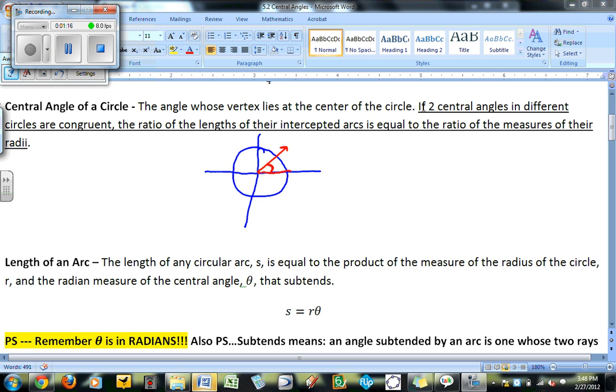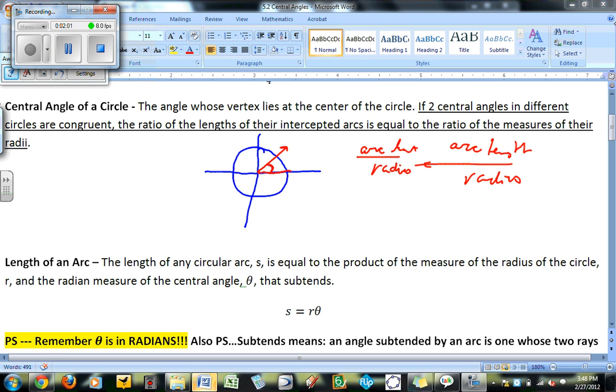Okay, so it says if two central angles in different circles are congruent, the ratio of the lengths of their intercepted arcs is equal to the ratio of the measures of their radii. So we can set up a ratio comparing arc length, saying that the ratio of their intercepted arcs, arc length over the radius, would equal the other circle's arc length over its radius as well. So that's saying that it's a ratio and it's a proportion.